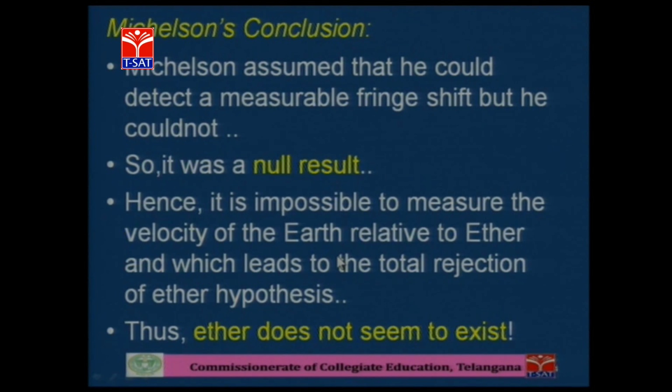Hence it is impossible to measure the velocity of the earth relative to the ether, which leads to the total rejection of this hypothesis. So the entire ether hypothesis is negative. That means the ether does not seem to exist. Michelson and Morley had thought that there is a medium called ether, moving with a constant velocity v bar, and from that frame of reference of ether we could determine the velocity of the earth, but the conclusion was entirely a negative result.